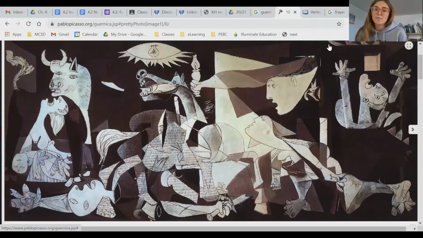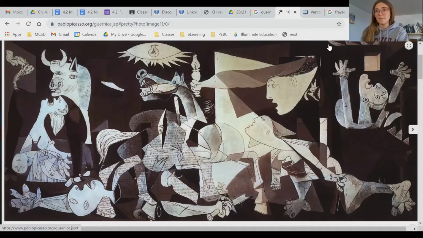Picasso was one of the originators of Cubism. Cubism is a form of art, a form of expression, and it was a new way of representing reality. So he saw something. In this case, he had been observing the Spanish Civil War in the beginning of the 20th century, and this was his interpretation of it.